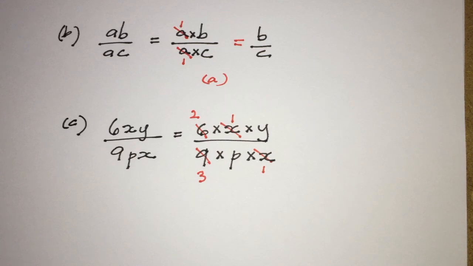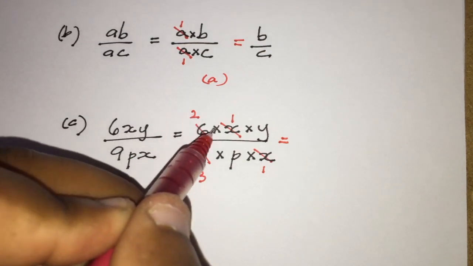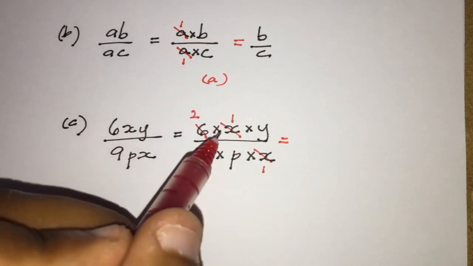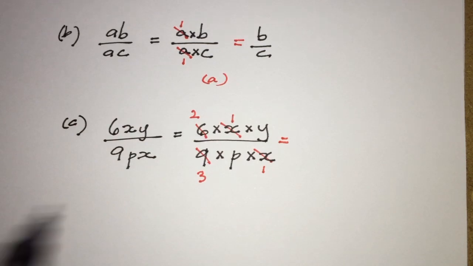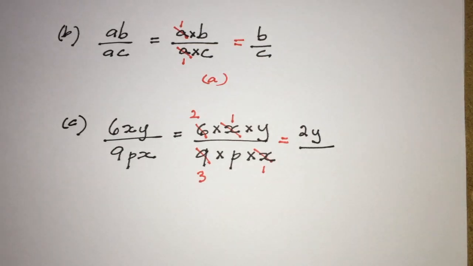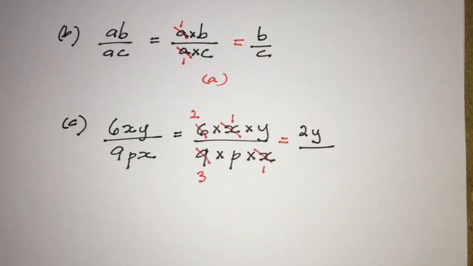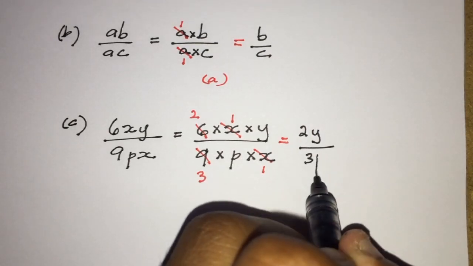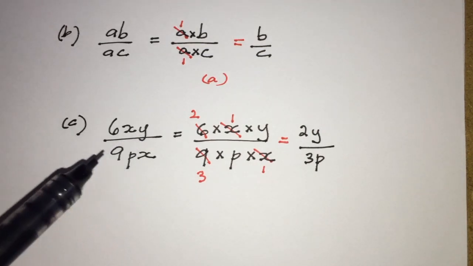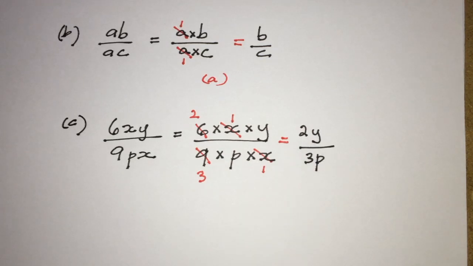Can I reduce anything else? Is there any other common factor in the numerator and the denominator? No. So we simply just multiply across. 2 times 1, that's 2, and 2 times y is 2y. So I have 2y in our numerator. Let's check the denominator. 3 times p, 3p, and 3p times 1 is just 3p. So when I reduce 6xy over 9px, I end up with 2y over 3p.